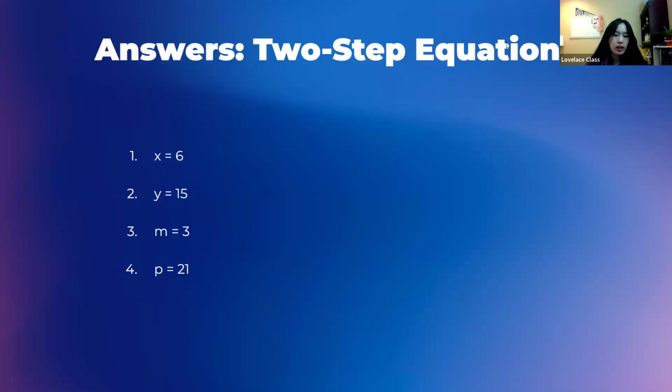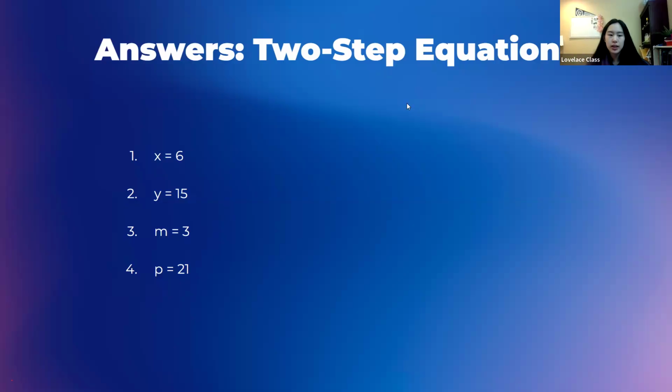Okay. So that's that. We're going to move on to inequalities now. So what is an inequality? Well, an inequality compares two expressions and shows that one is greater, less, or just not equal to the other.